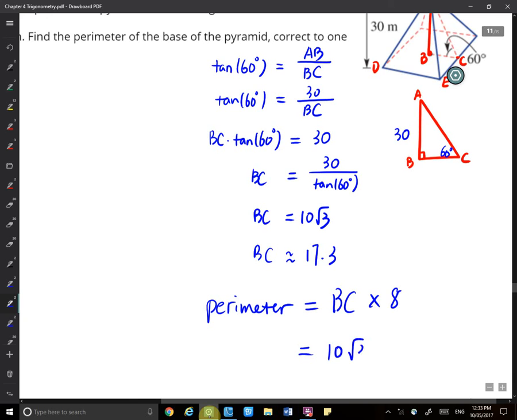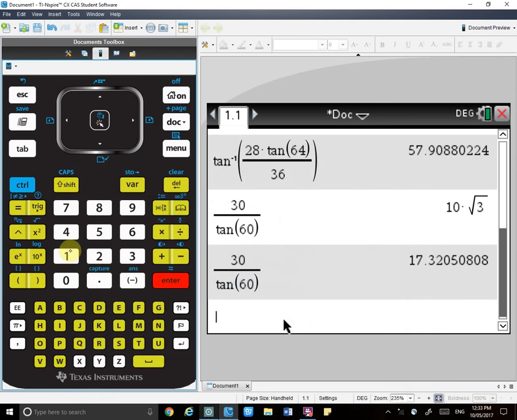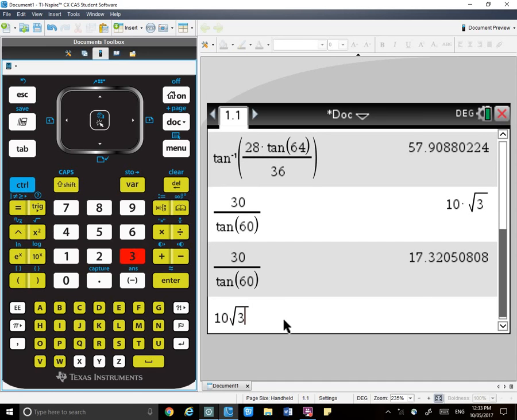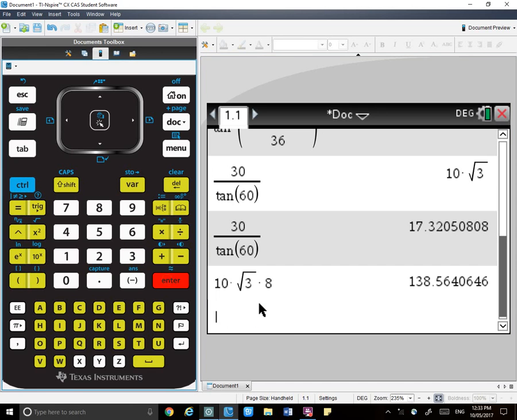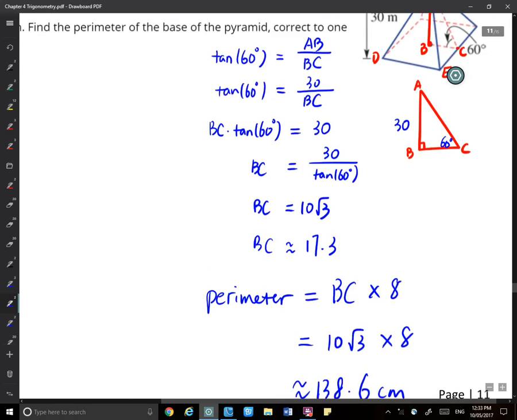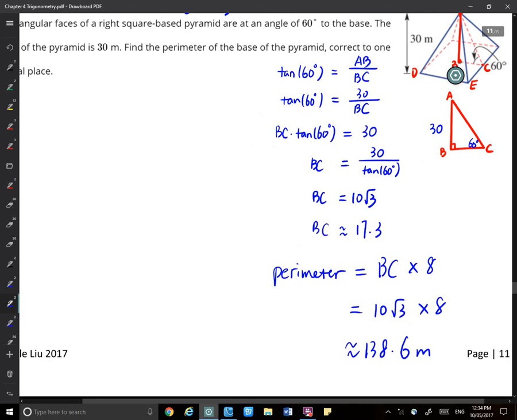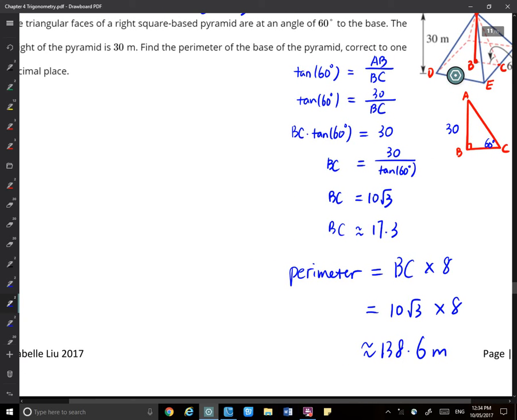So it's 10 root 3 times 8, which is 138.6 meters, not centimeters. 138.6 meters is the perimeter of the base.